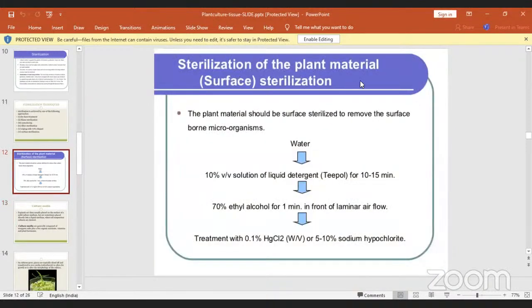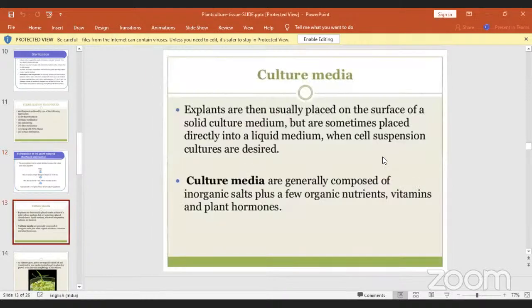So these are the sterilization of the plant material. Explant could be sterilized by using different chemicals. One is the liquid detergent and ethyl alcohol, then next, sodium hypochlorite. Next, culture media.